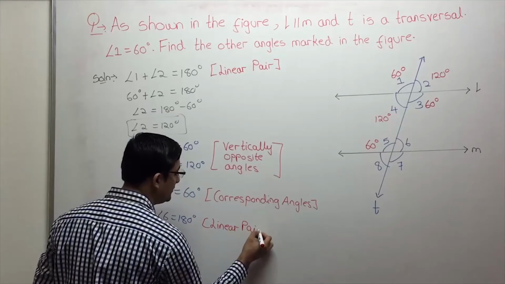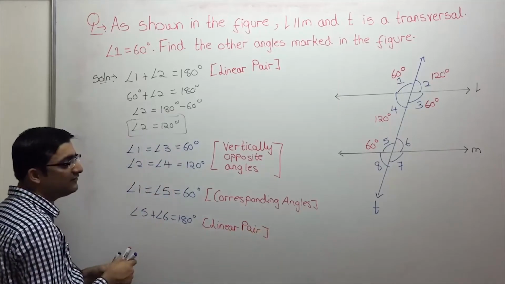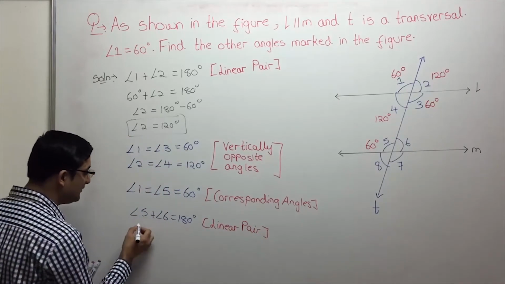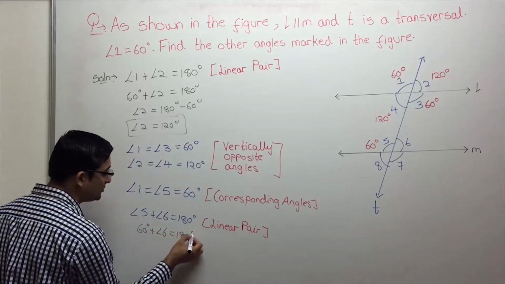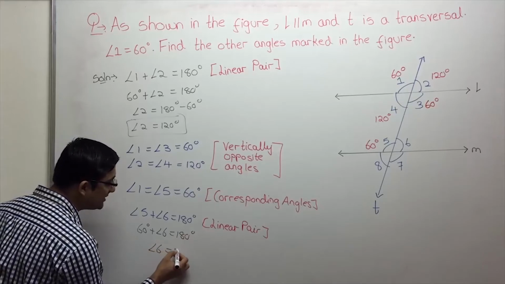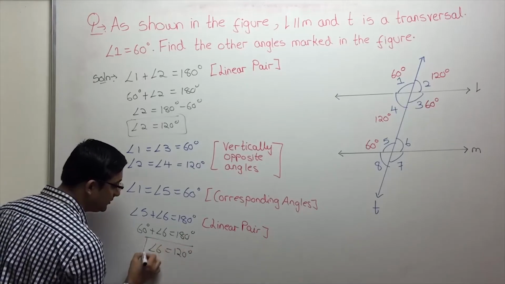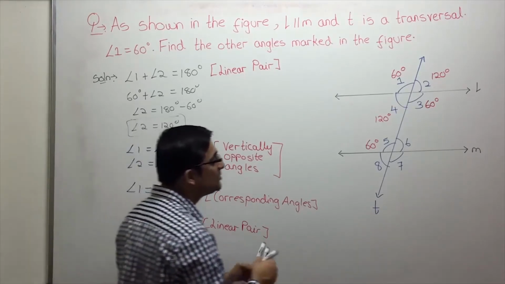So we already know the value of angle 5. What is angle 5? It is 60 degrees. So 60 degrees plus angle 6 is 180. So what is angle 6? 180 minus 60, 120 degrees. So we get the value of angle 6 as 120 degrees.